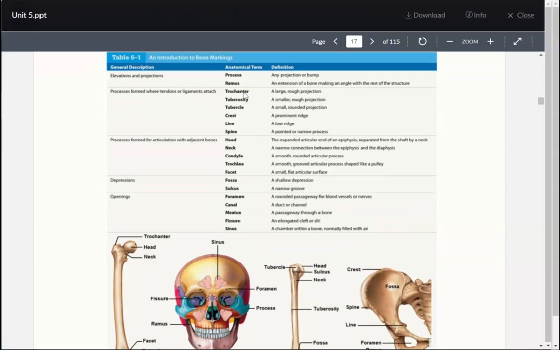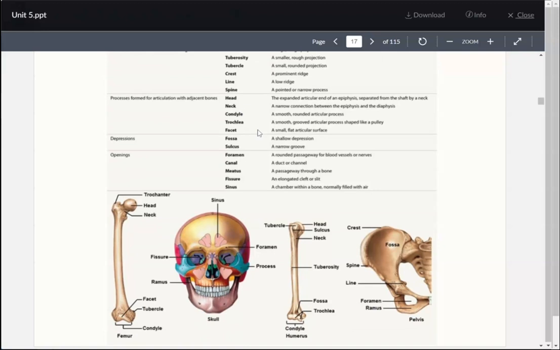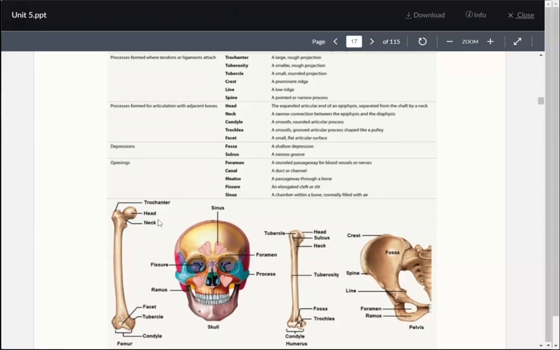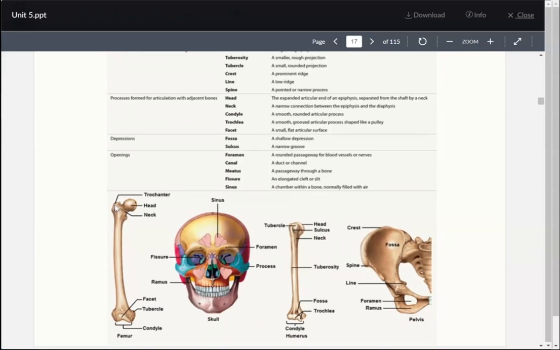Trochanters are large, rough projections, not to be confused with tuberosities, which are smaller, rough projections, or tubercles, which are the small, rounded projections. What do they look like? Here is a tubercle. Here's another one. Here is, let's see, what did I got here? A trochanter. Had to remember what I've talked about. Here's a tuberosity right here.